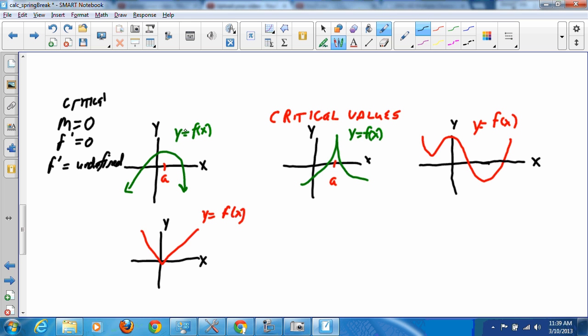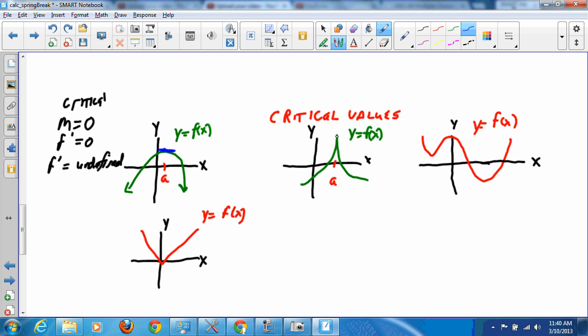Okay, so let's take a look at, I drew 4 examples here. And on the first one we can see that here at A we have a horizontal tangent, or the slope is equal to 0, that tangent line. So we have one critical value at point A.